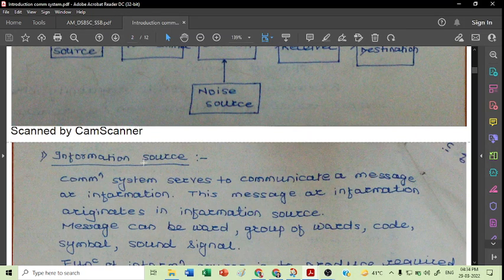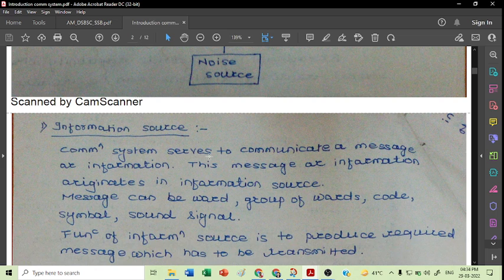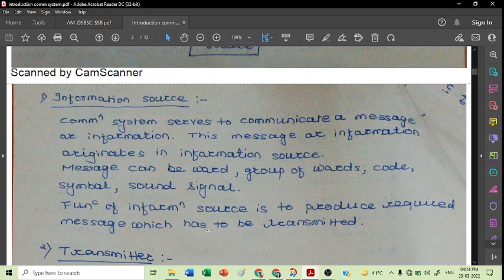What is information source? Communication system serves to communicate a message or information. This message or information originates in information source. Message can be word, group of words, code, symbol, sound signal. Now the function of information source is to produce the required message which has to be transmitted.